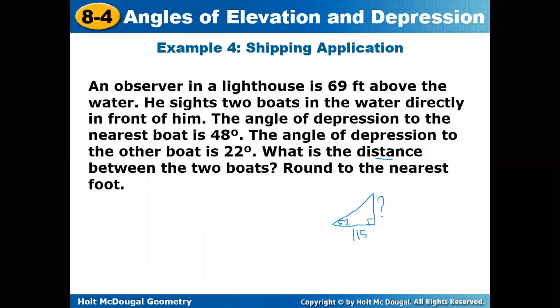In example 4, an observer in a lighthouse is 69 feet above the water. He sights two boats in the water directly in front of him. The angle of depression to the nearest boat is 48 degrees, and the angle of depression to the other boat is 22 degrees. What is the distance between the two boats, rounded to the nearest foot?